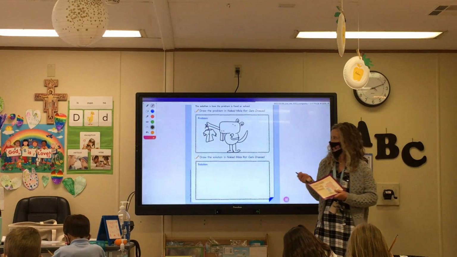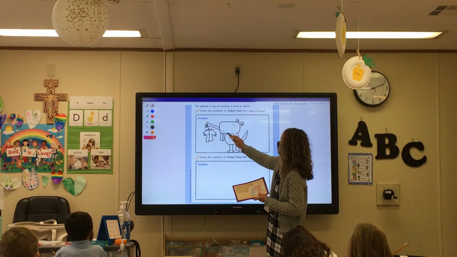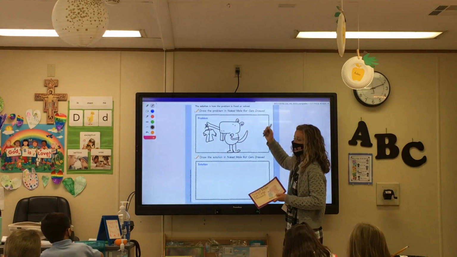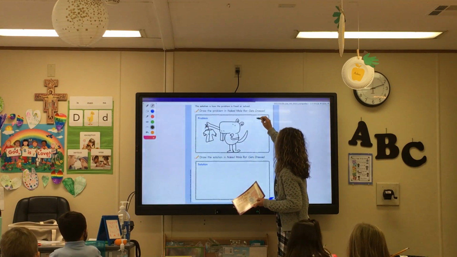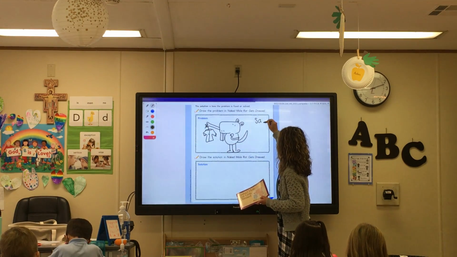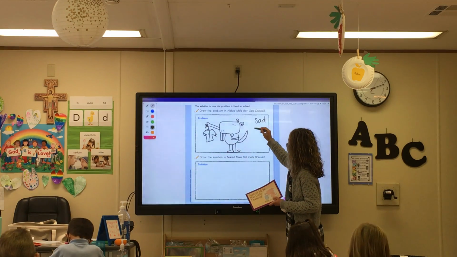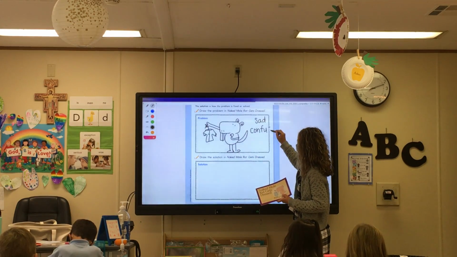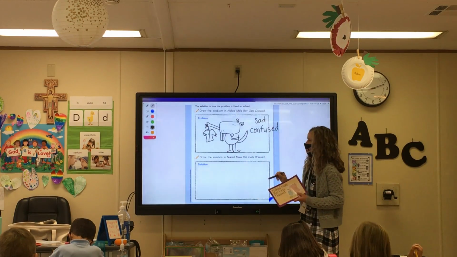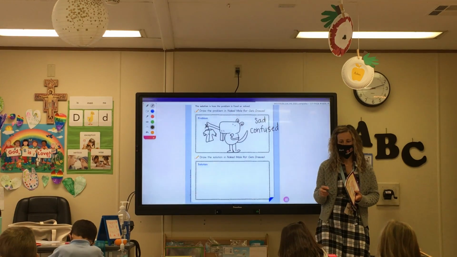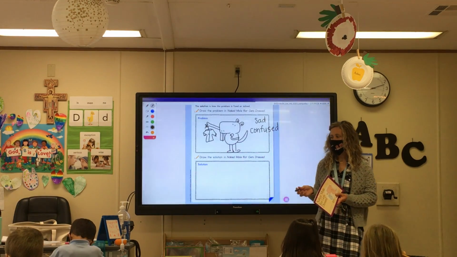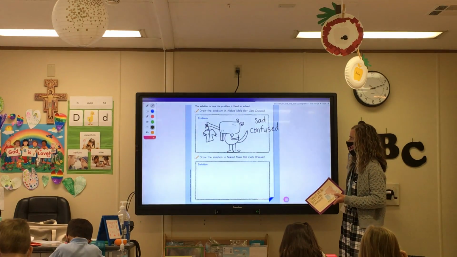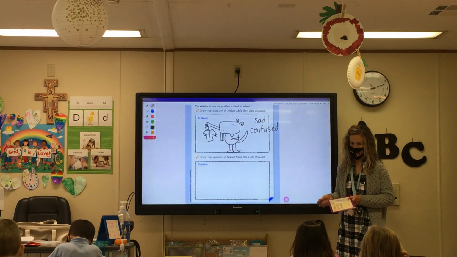Where's his mouth? I mean, his mouth is kind of where his teeth and stuff are. So if you want to fit any of these words, we can say here, maybe he's sad. Confused. If you want to write either of those words, sad, confused, okay? He doesn't know what to do because he wants to wear the clothes, but everyone's telling him he can't. So this is a big problem, a very big problem.